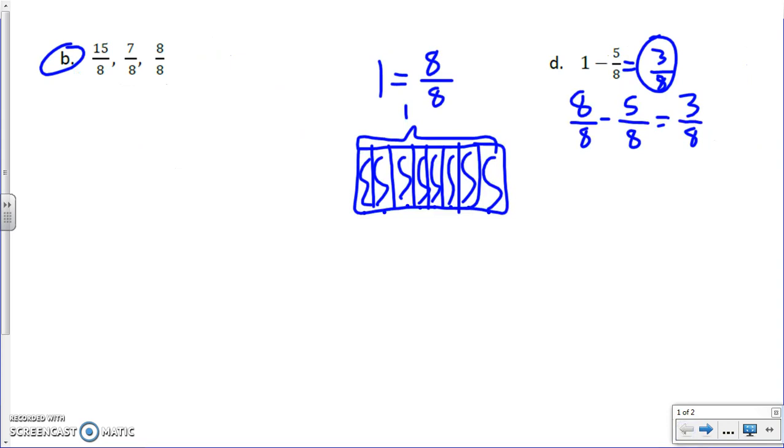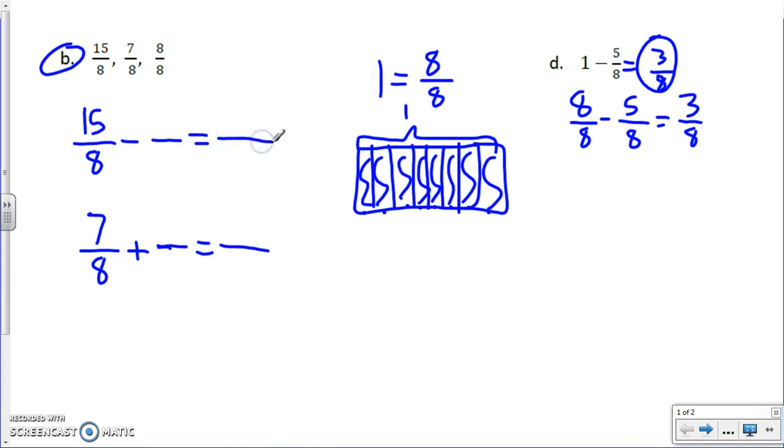Now, we're going to go back to B for a minute. We're going to talk about B. So I'm going to start with, and I'm just going to set this up, 15/8, and I'm going to start with, say, 7/8 below. With 7/8, I'm going to do an addition problem. With 15/8, I'm going to do a subtraction problem. Just going to set it up.